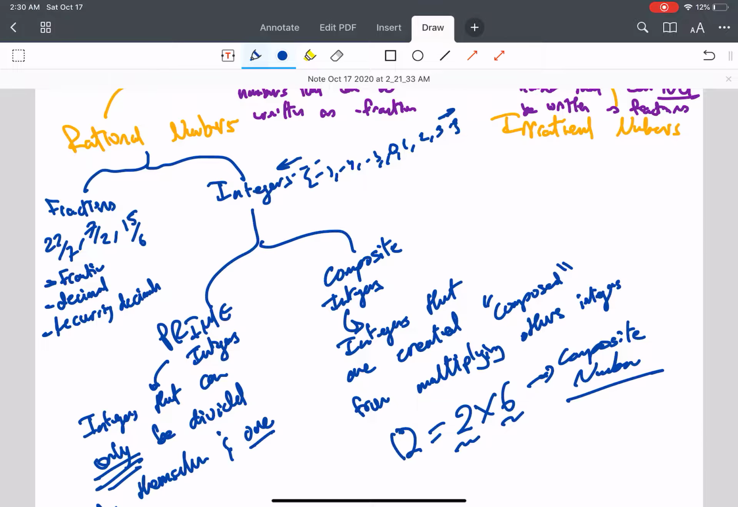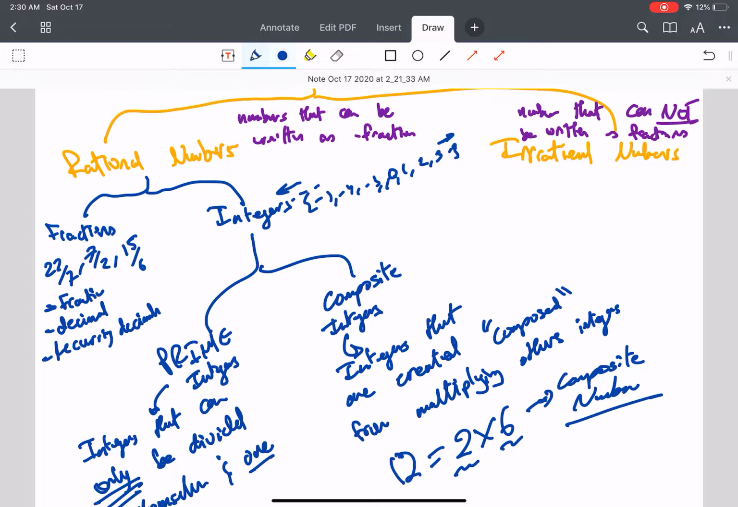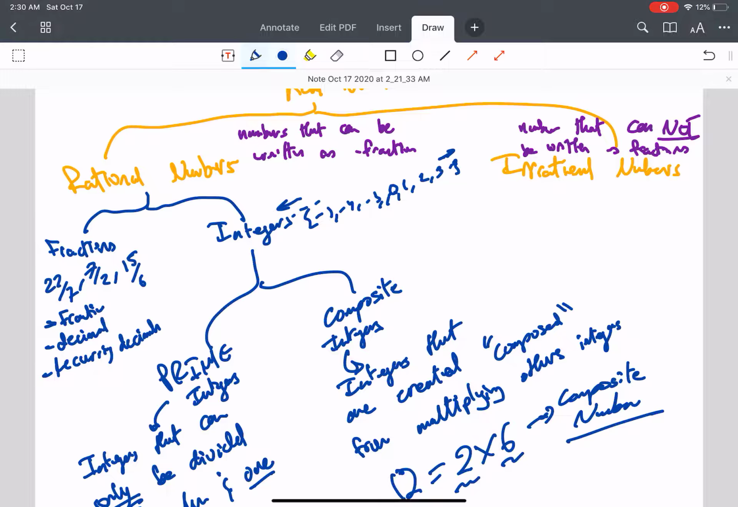And we have integers, which can be either prime integers or composite integers. There is another type called natural numbers, sorry, not whole numbers. Natural numbers start from 0, 1, 2, 3, 4, 5, up to infinity. These are integers but without the negative part of the integers.